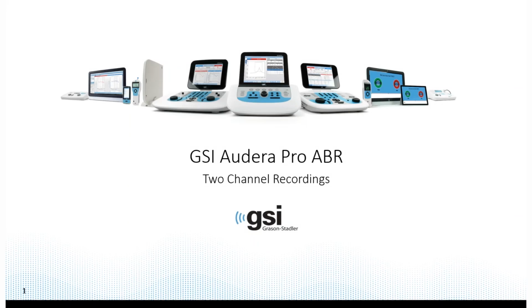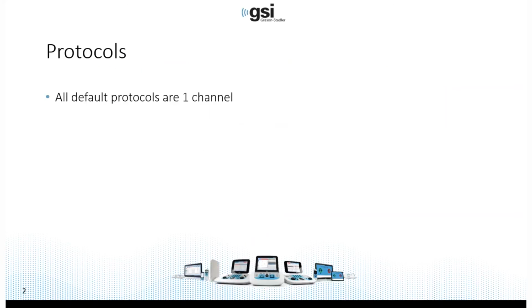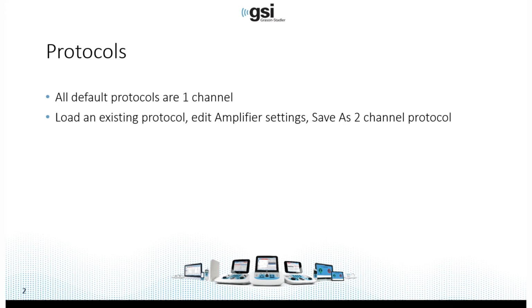Today we're going to talk about two-channel recordings using the GSI Audera Pro ABR module. All protocols that are included with the Audera Pro are single channel. It's simple to edit these and to become a two-channel recording simply by loading the existing protocol, editing the amplifier settings, and then saving it as a two-channel protocol.